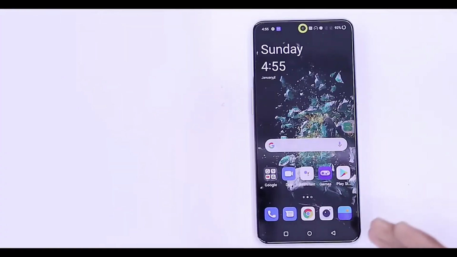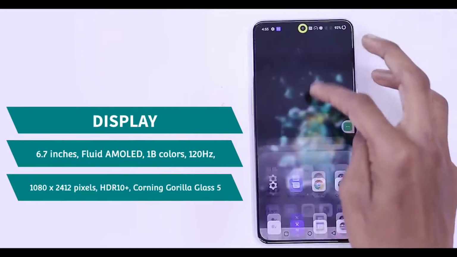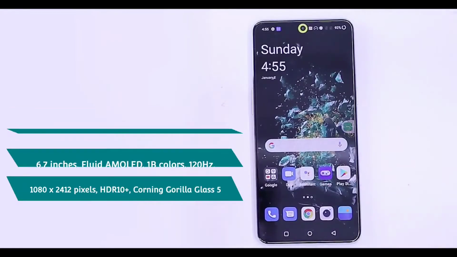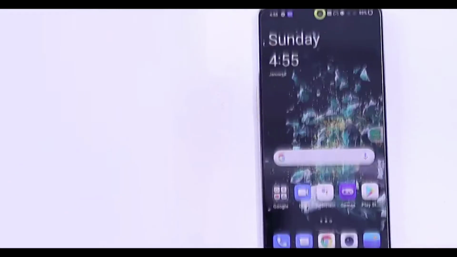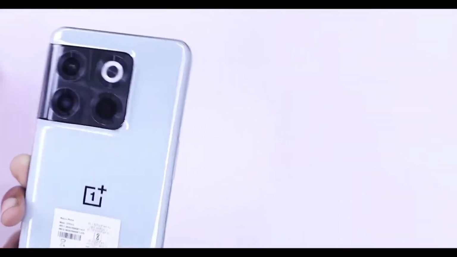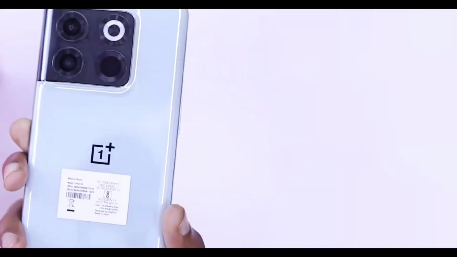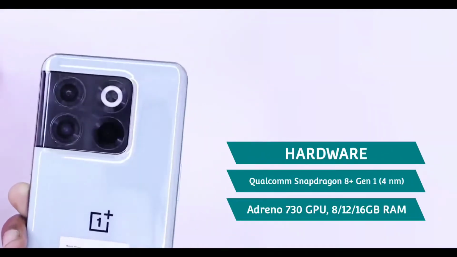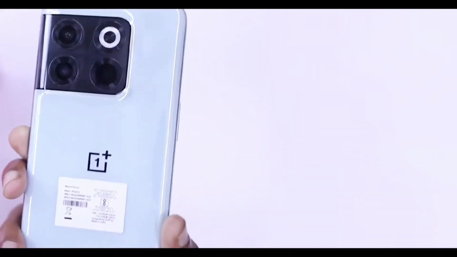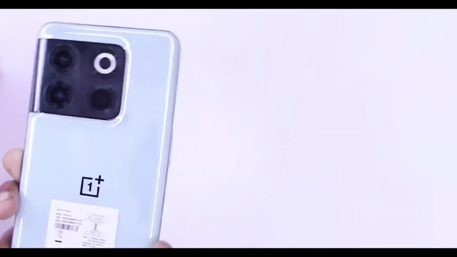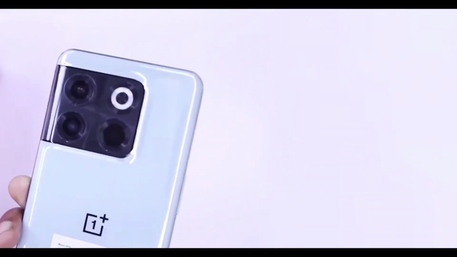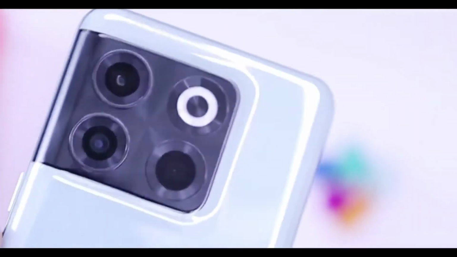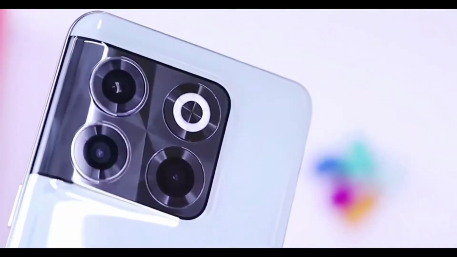So coming back to our topic, even when OnePlus 10T 5G has flagship specifications including a display with 120Hz refresh rate, fluid AMOLED display with HDR10 Plus support and Gorilla Glass 5 protection, and coming over to the hardware section, we have an octa-core Snapdragon 8 Plus Generation 1 4nm chip along with Adreno 730 GPU and 8 or 12 or 16 GB of RAM and 128 or 256 GB of internal storage.